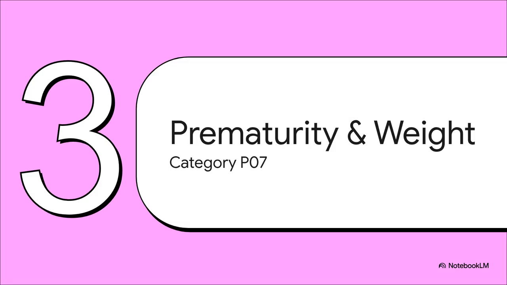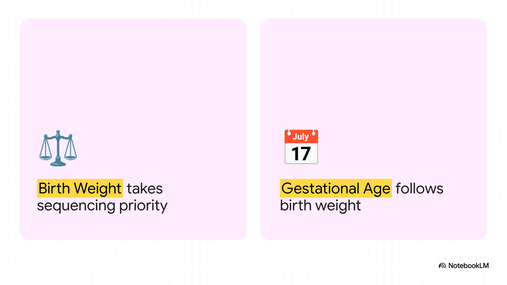Let's dive into Section 3, Prematurity and Birth Weight. When our tiny patients arrive early, physicians will often document both their birth weight and their gestational age in weeks. And when you have both, birth weight always takes sequencing priority over gestational age on the medical record. Why is that? Well, from a resource perspective, a severely low birth weight drives the intensity of hospital care way more than the gestational age alone.